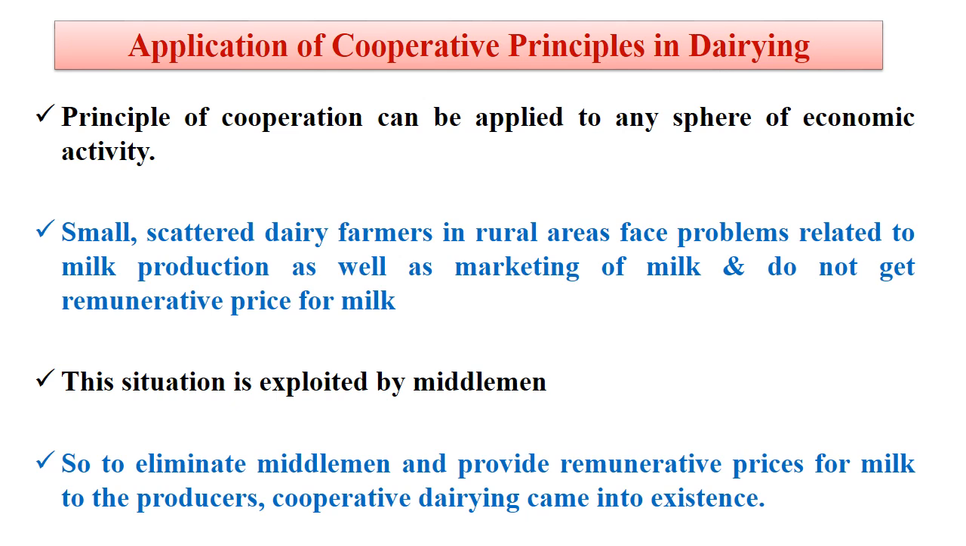So this is the biggest challenge for the small producer because they are dependent on the middlemen, the dairy plant or the agents. This situation was exploited by the middlemen. So to eliminate middlemen and provide remunerative prices for milk to the producers, cooperative dairying came into existence. The principle of cooperatives is highly suitable here for the dairy farmer to get a remunerative price for their milk production and to avoid exploitation by the middlemen.